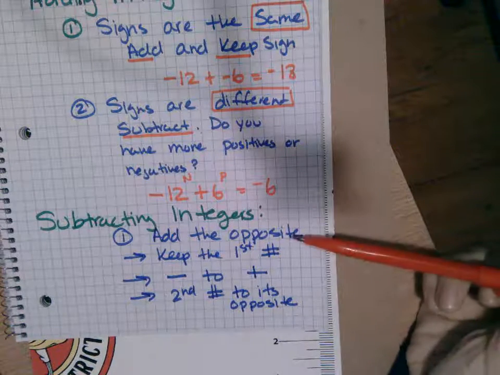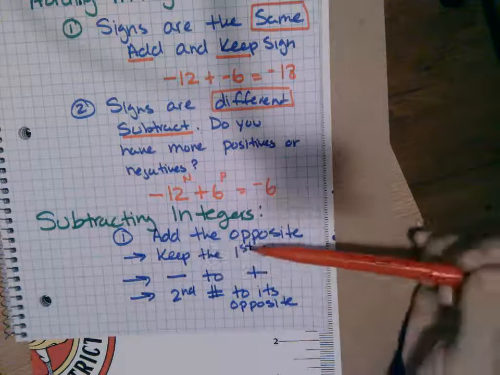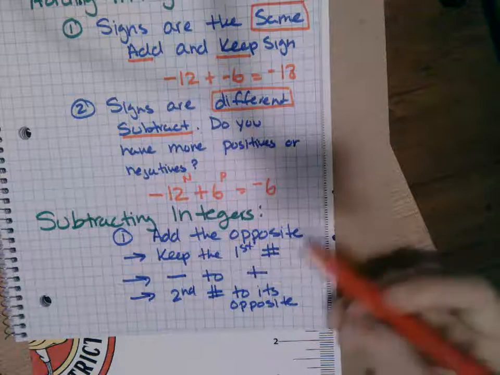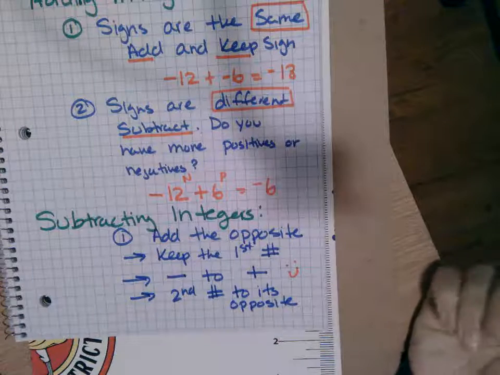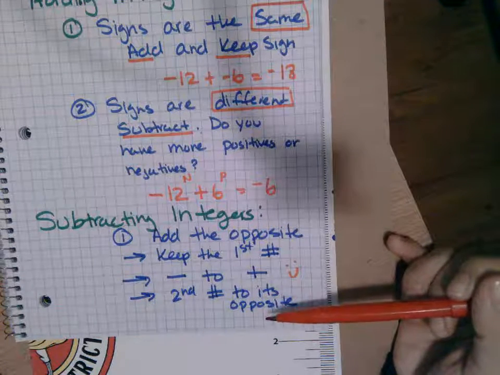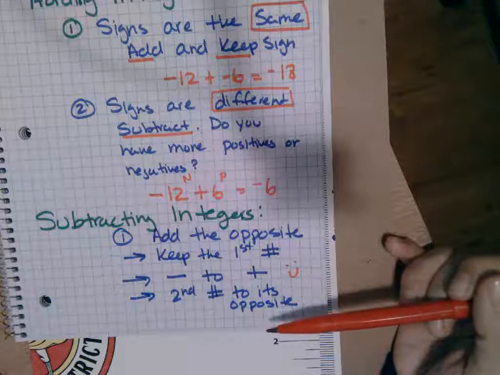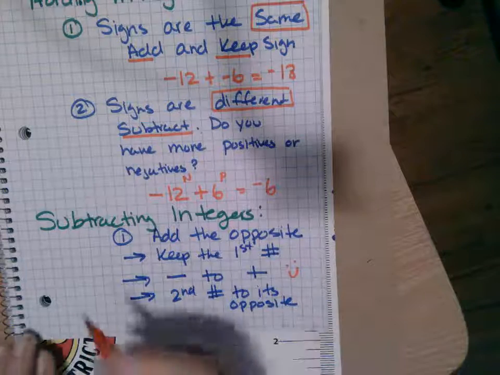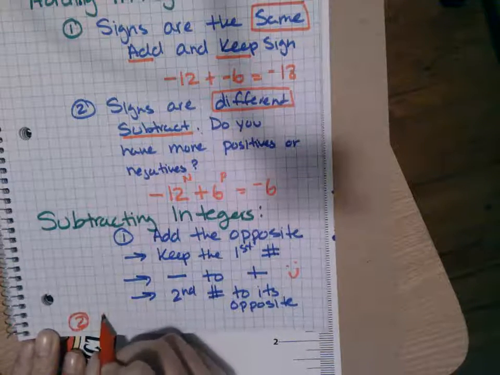Okay, so add the opposite. What does that mean? Keep the first number. You're going to change subtraction to addition. Remember, that makes me happy. And then the second number, you change it to its opposite. So if it's 5, you're going to change it to -5. If it's -10, the opposite would be +10.